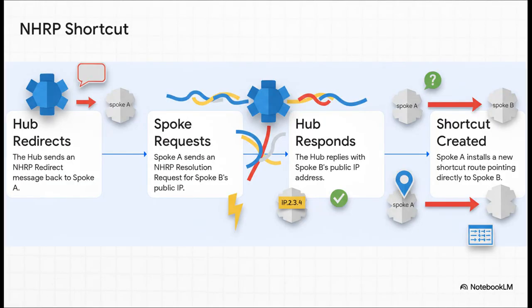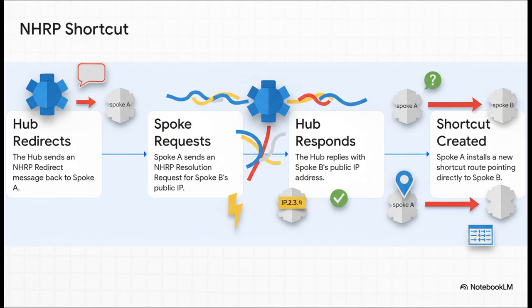Okay, now this is where the smarts kick in. The hub sees this traffic taking the long way around, and it doesn't just sit there, it takes action. It shoots an NHRP redirect message back to spoke A. It's basically saying, hey, you don't need to do this through me. Spoke A gets that message and goes, oh, okay, and immediately sends an NHRP resolution request back to the hub, asking, got it, so what's spoke B's direct address?